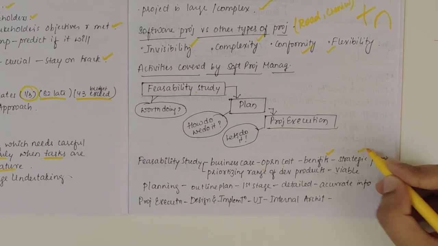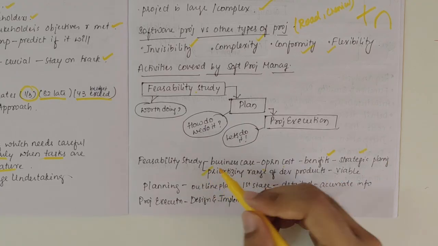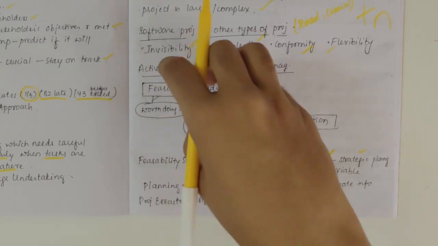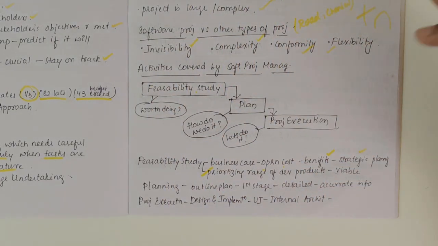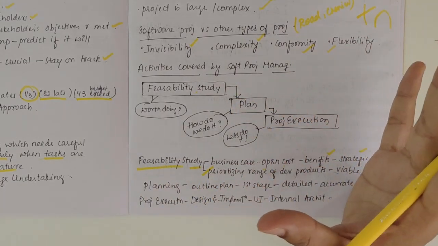And then we perform the strategic planning. After planning, we prioritize the range of development products. So first, if I develop this product, this would be my profit. Because of this product, I can further develop a next enhanced version of that, is what we discuss in feasibility study. That is a study of whether the project is worth it or not.